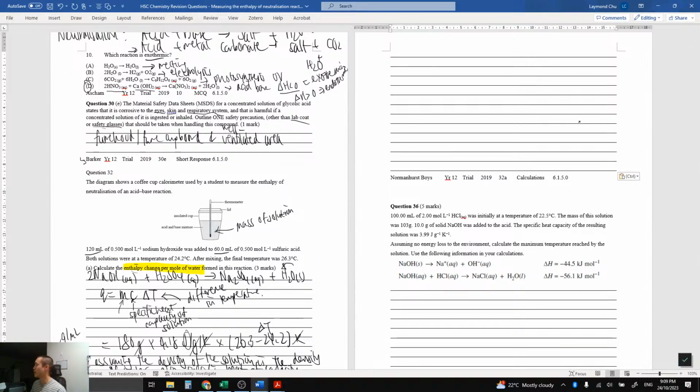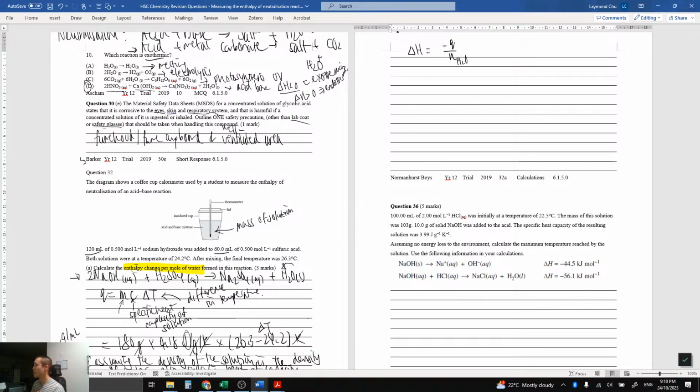The enthalpy is given by delta H equals negative Q on n. Now, Q is what we just calculated. We need to find the moles of water. How do we find that? We need to look back at our neutralization reaction. We need to first find the limiting reagent. The limiting reagent will determine how many moles of water we create.